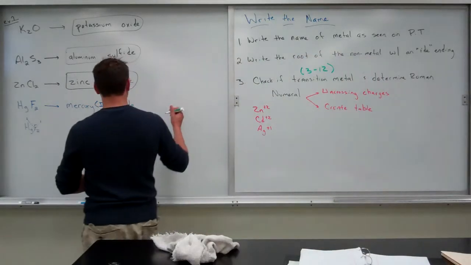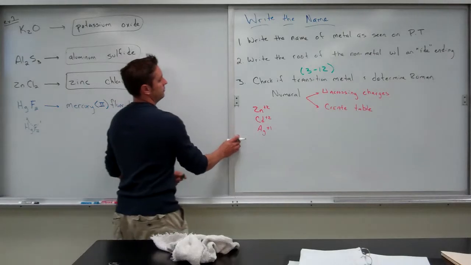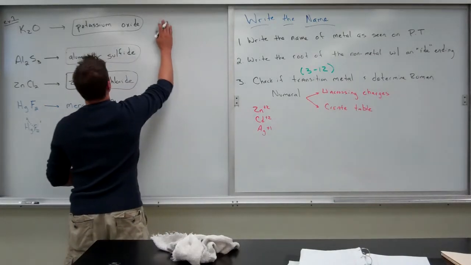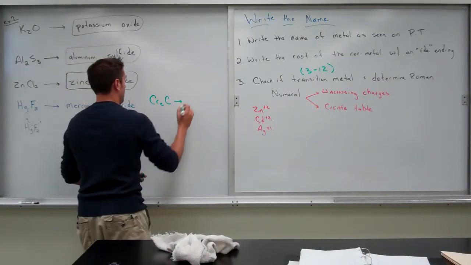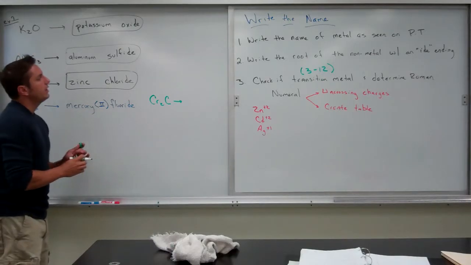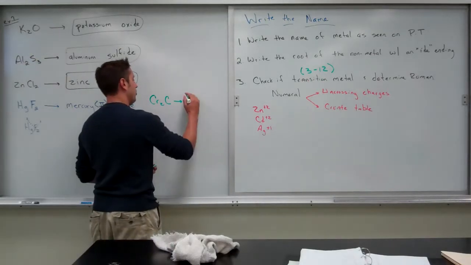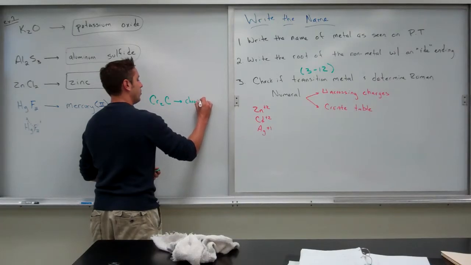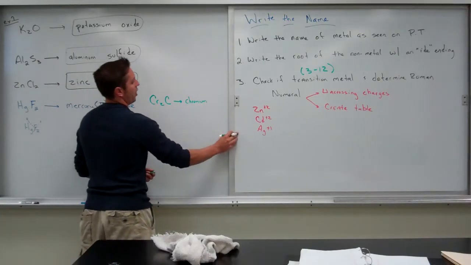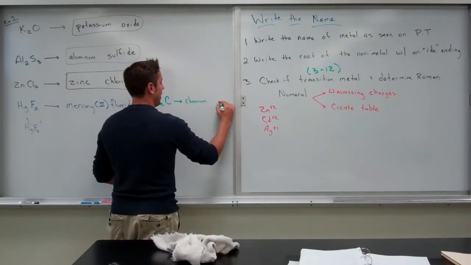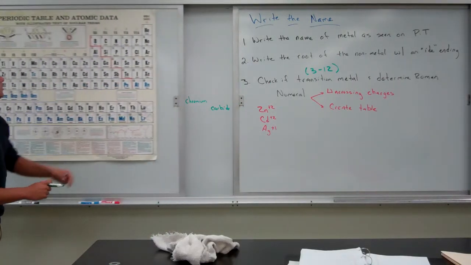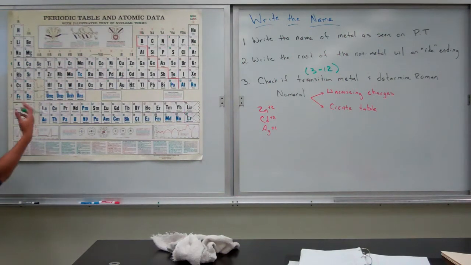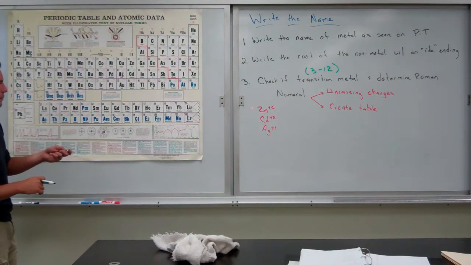So let's take a look at something like Cr2C. Let's sneak that in up here. So Cr2C, ionic, write the name of the metal as seen on the table. That is chromium. C is the nonmetal with an IDE ending, which makes it carbide. And then we say, is chromium a transition metal? Chromium is right here, so group 6 is in 3 to 12, so yes. Is it an exception? No.